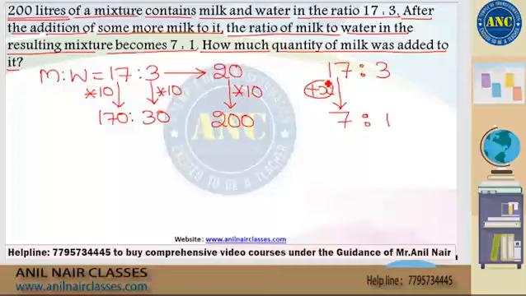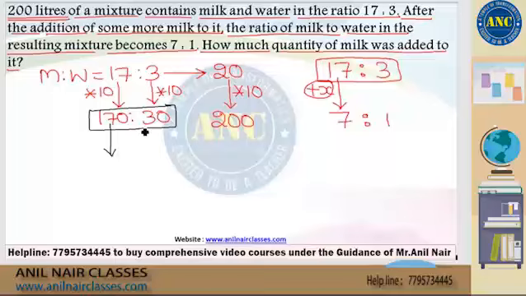Now see here, sir. Very easy way again. Do not make it complicated. It's a very simple way of doing it. Now can I say that initially it was 17:3 ratio, which is nothing but actually 170:30, and I added some milk. What is the meaning of adding milk? If I am adding milk, that means that water is not affected.